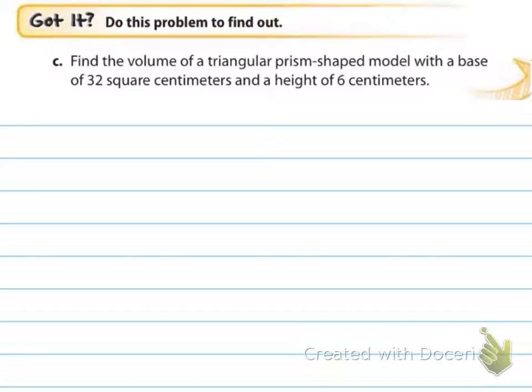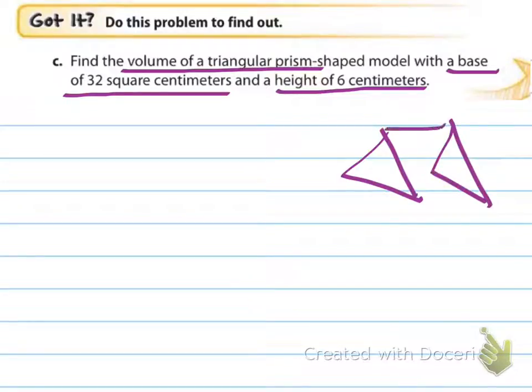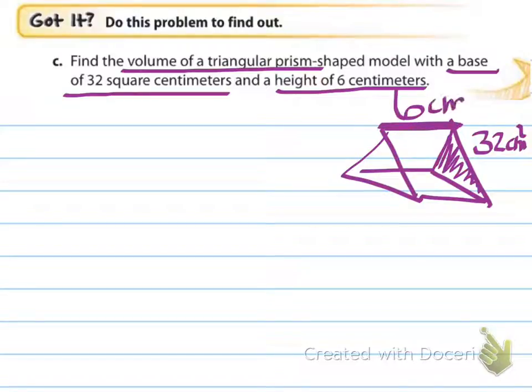So for C, I find it interesting that they give you this one right after that last one when it's not the same. Basically, they're saying they want you to find the volume of a triangular prism, okay? And it's saying that the base is 32 square centimeters and the height is 6 centimeters. So basically, I'm just going to put together a generic little thing right here. They're saying that this base, they've already given us as 32 centimeters squared. And then they're telling us that this height is 6 centimeters.